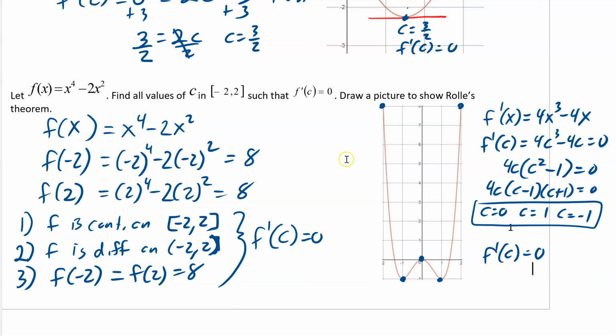So long story short, if you find 2 y values that are equal and your function is continuous, according to Rolle's theorem, there has to be some critical number within those 2 points, as long as these 3 conditions are met.